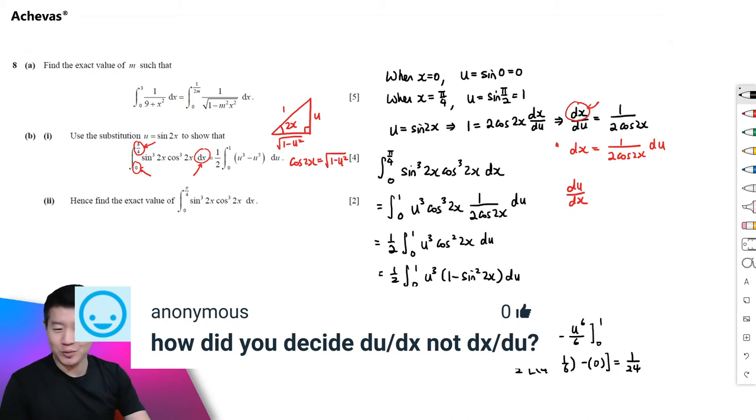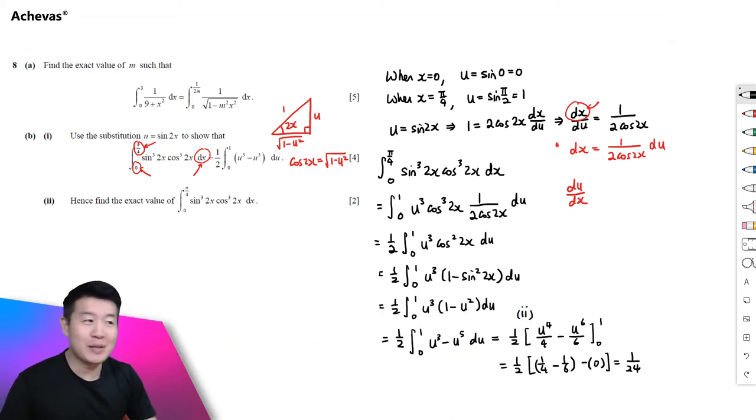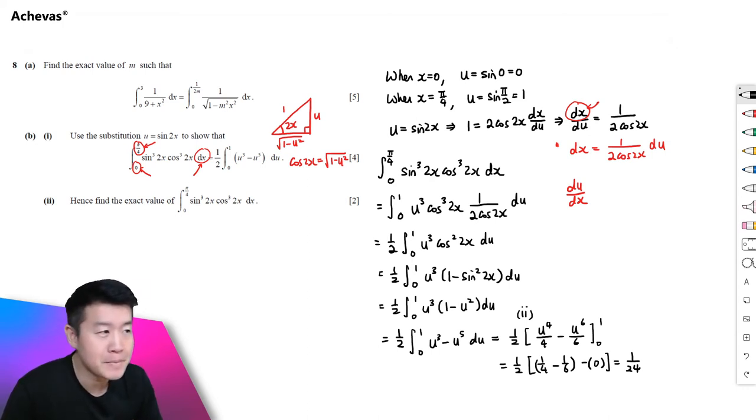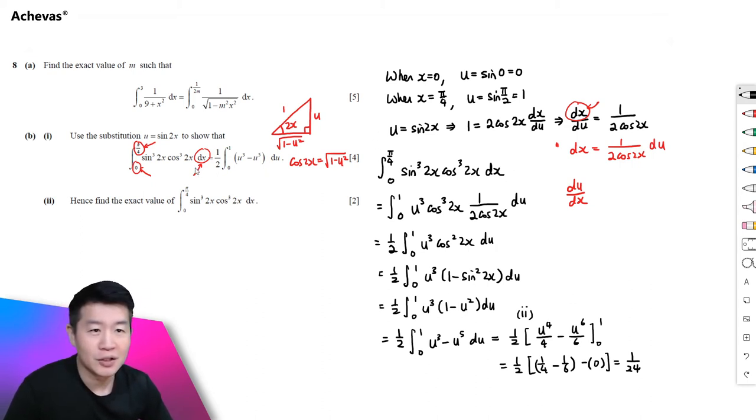I don't think I should say too much about this, but it doesn't really matter, okay, whether you want to do a du dx or dx du. Ultimately, as long as you can make the dx the subject, it is totally fine, because you're going to get the same thing anyway, right? So this is question number 8.